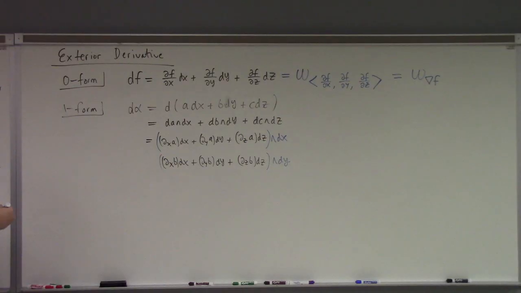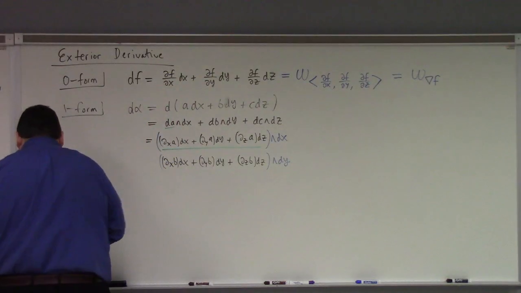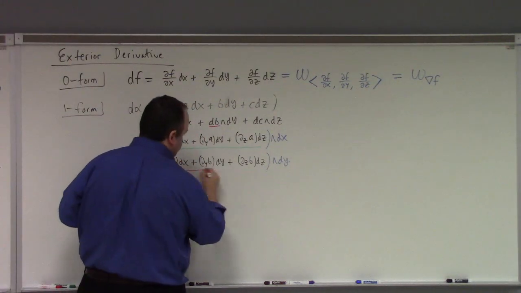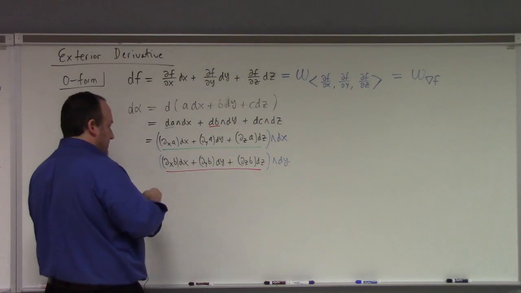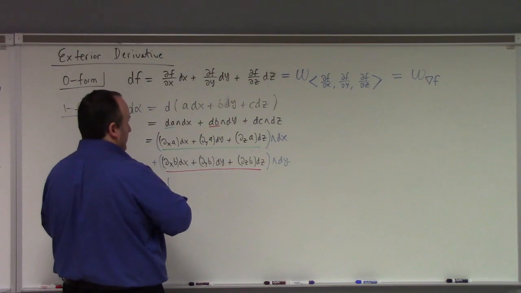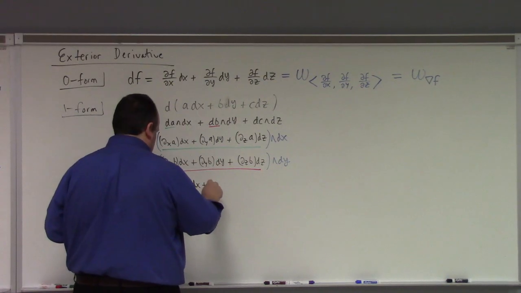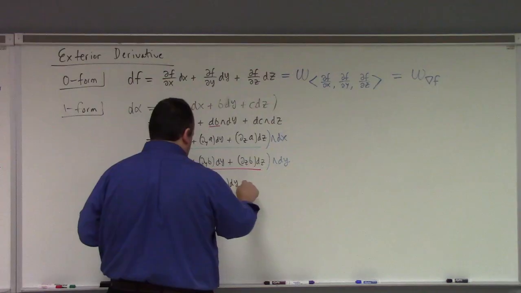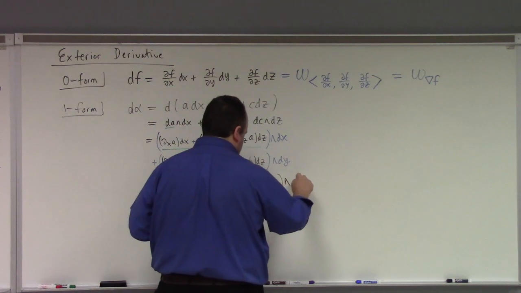Just to be clear, this is dA, this is dB. And then, of course, there's one more term, right? We've got partial xc dx, partial yc dy, partial zc dz, wedged with dz.